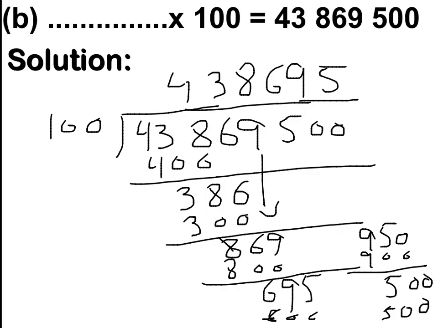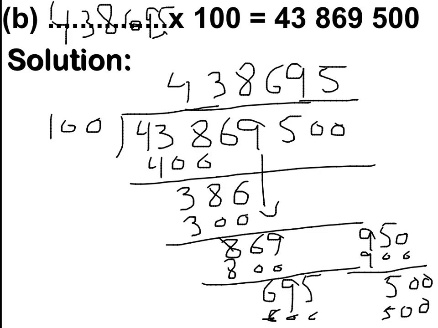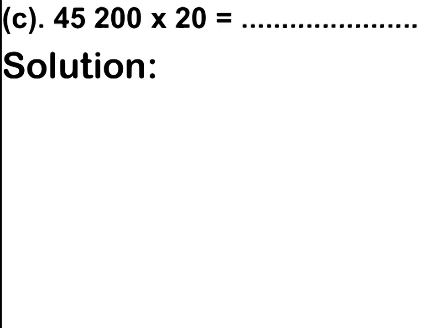So the answer is 4,386,000. Sorry, 438,695. 695. Understand?